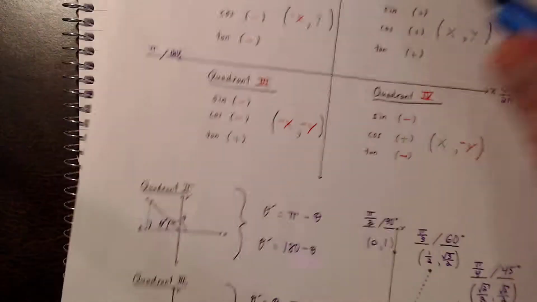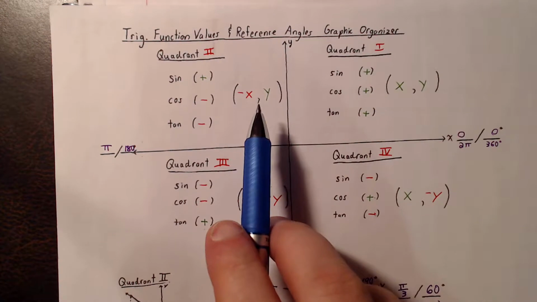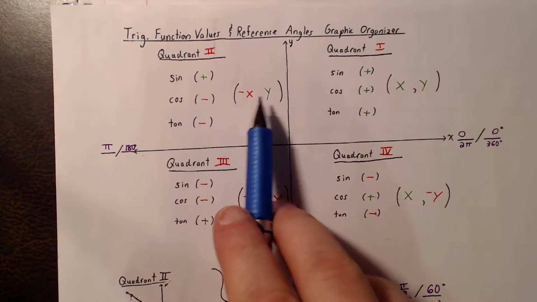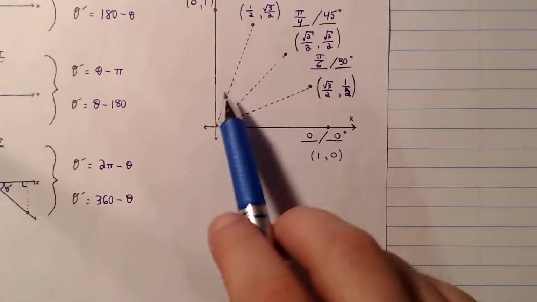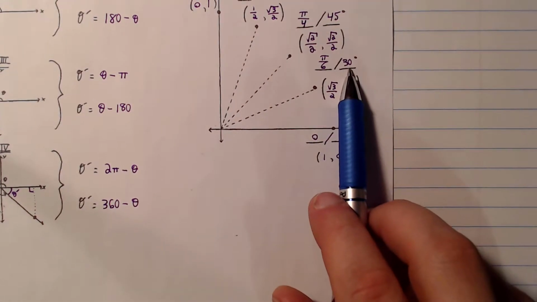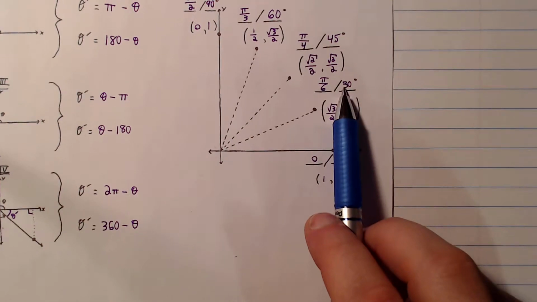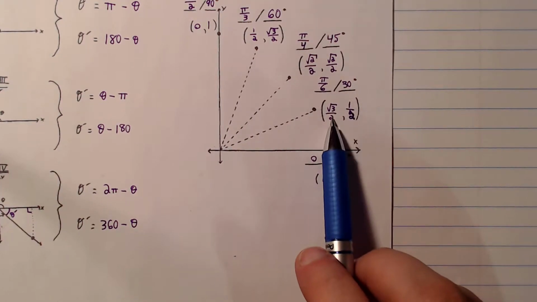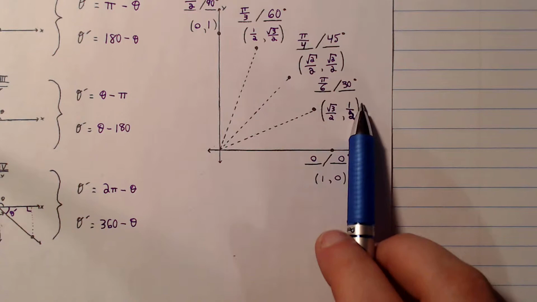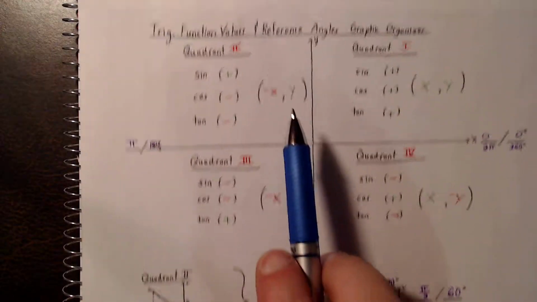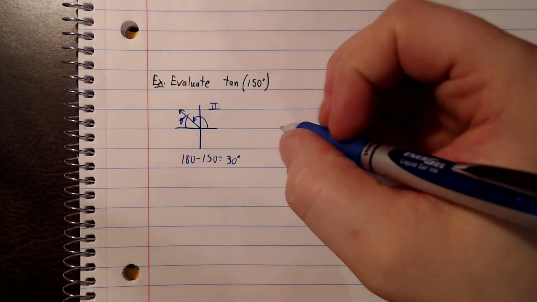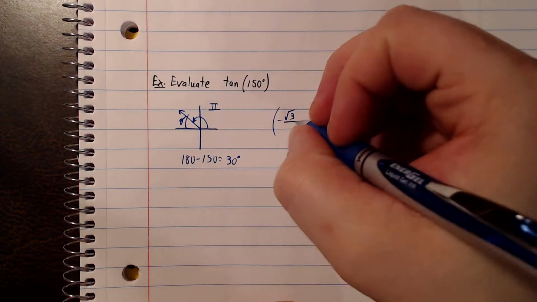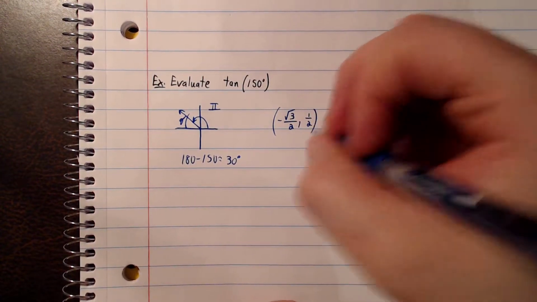Now, some key pieces of information. Quadrant 2 has negative x and positive y, so we need to change x to negative. And we're working at 30 degrees. Here's 30 degrees. Okay? Our coordinates are square root of 3 over 2 and 1/2. But quadrant 2 says negative x. So we need to change that to negative root 3 over 2. Negative root 3 over 2 and positive 1/2.